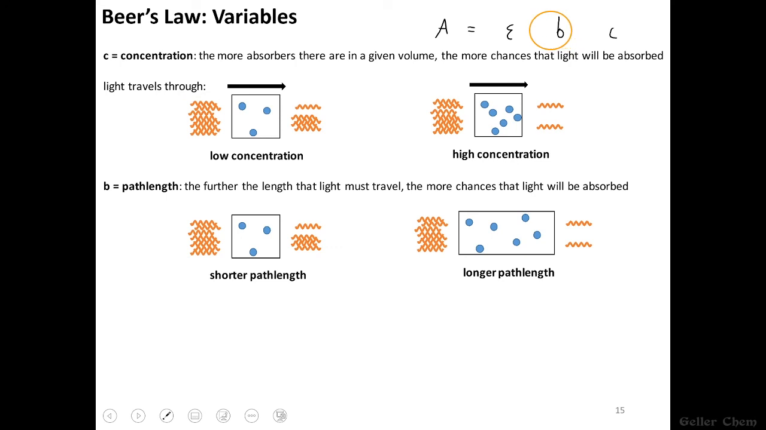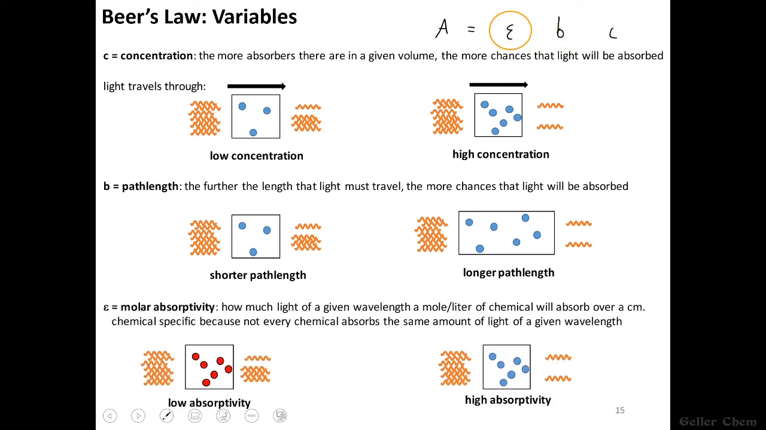And finally, the least intuitive of the three, molar absorptivity. So here we have two different chemicals, one red, one blue, same concentration, same path length. But as we'll discuss in a future video, and as you may already know, a red chemical is going to absorb orange light far worse than a blue chemical. And thus the red chemical has a lower molar absorptivity than the blue chemical, and even though everything else is the same, the blue chemical just absorbs more light.